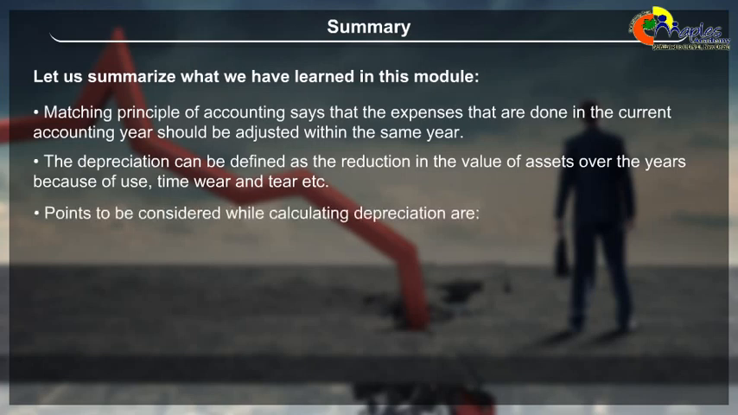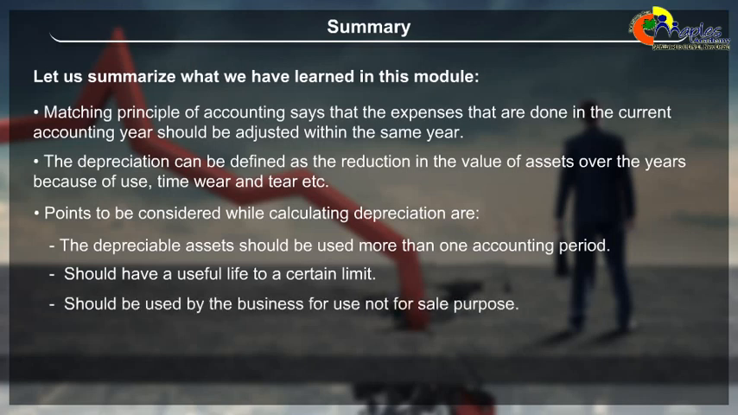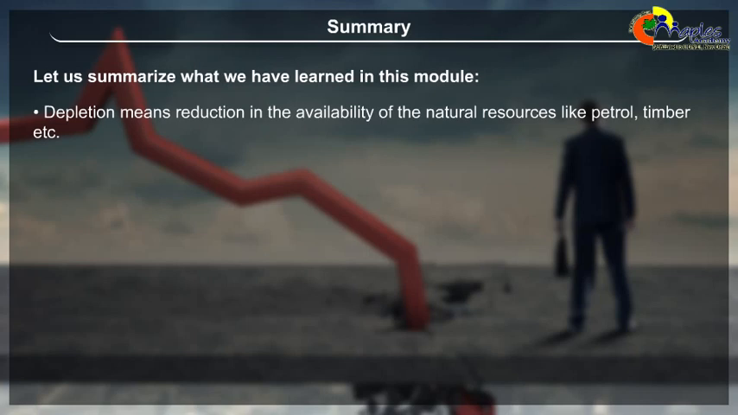Points to be considered while calculating depreciation are: the depreciable assets should be used for more than one accounting period, should have a useful life to a certain limit, and should be used by the business for use, not for sale purposes, along with the expected life of an asset. Depletion means reduction in the availability of natural resources like petrol, timber, etc.